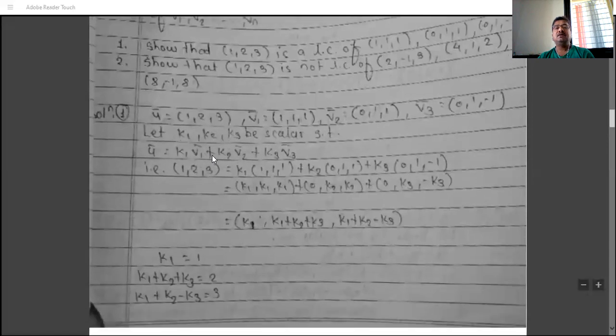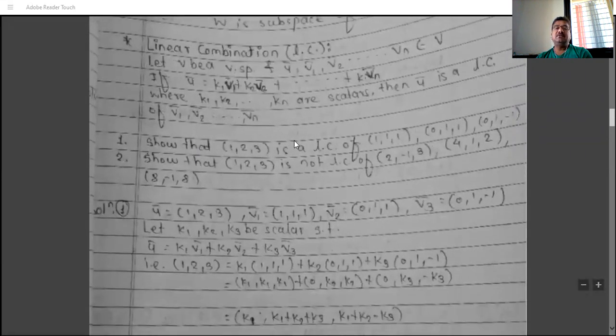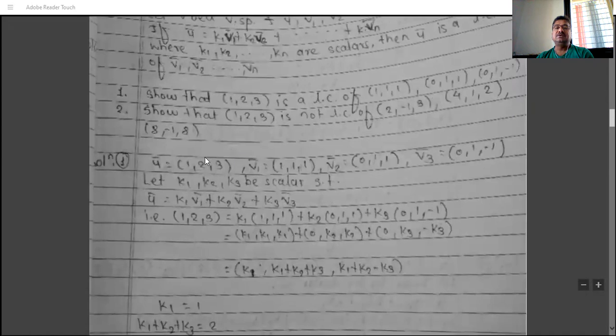Okay. So there are two types of questions. In the first, suppose u bar, that is (1, 2, 3), is a linear combination of (1, 1, 1), (0, 1, 1) and (0, 0, -1). And the second one is again, (1, 2, 3) is not a linear combination of these three vectors. So two types of problems. We denote (1, 2, 3) as u bar, and the three vectors as v1 bar, v2 bar and v3 bar.